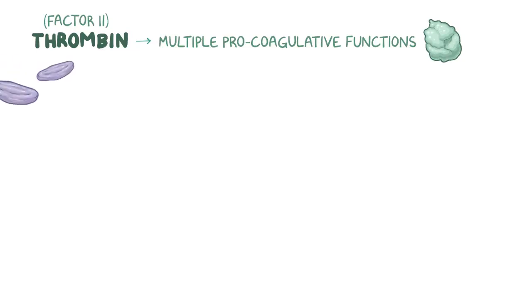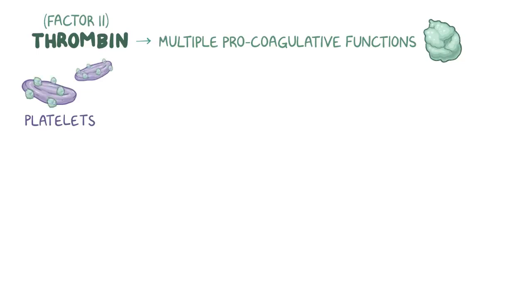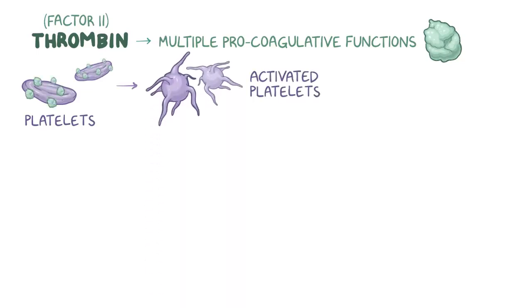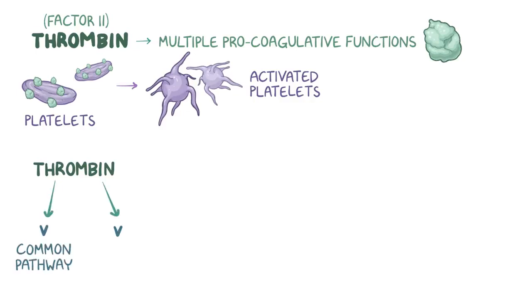First, thrombin binds to receptors on platelets and causes them to get activated. Activated platelets change their shape to form tentacle-like arms that allow them to stick to other platelets. Second, thrombin activates two cofactors, factor 5, used in the common pathway, and factor 8, used in the intrinsic pathway.